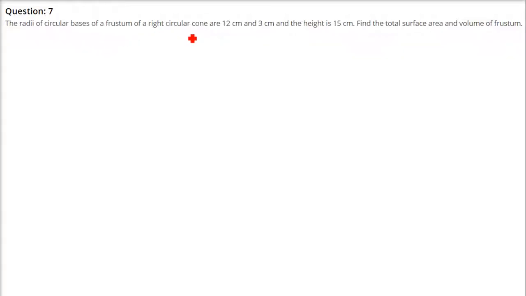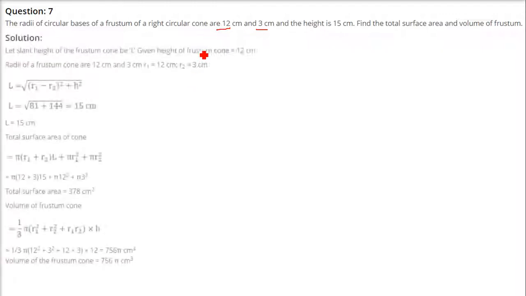The radii of circular bases of a frustum of a right circular cone are this much and this much, and height is 15 centimeter. Find the total surface area and the volume of the frustum. So again, the main thing is, because the radius is already given, r1, r2 is known to us, and the height is also known to us. The only thing is to find out the slant height.